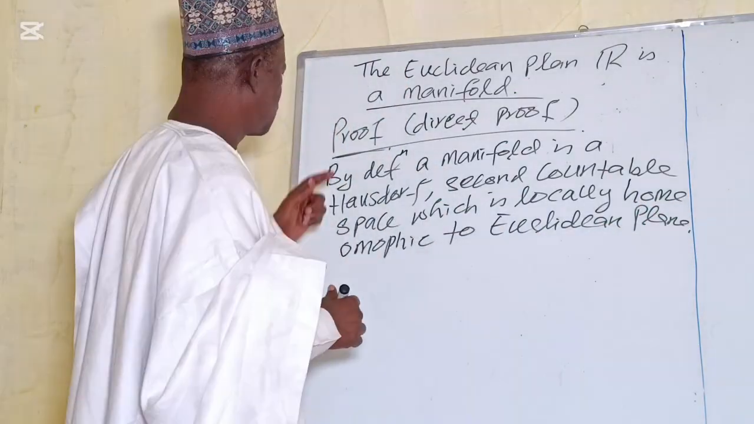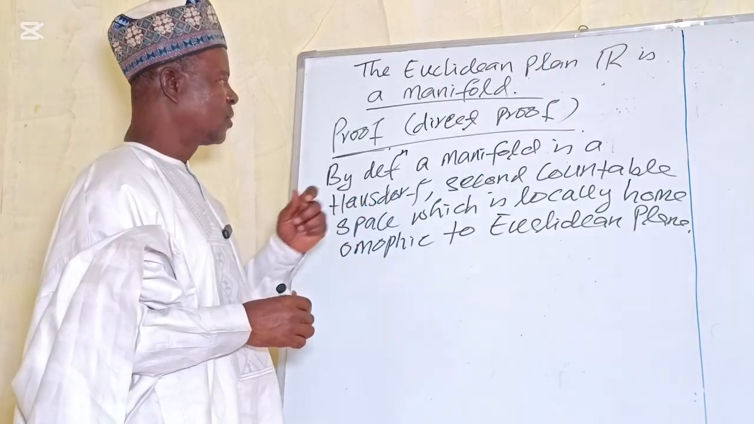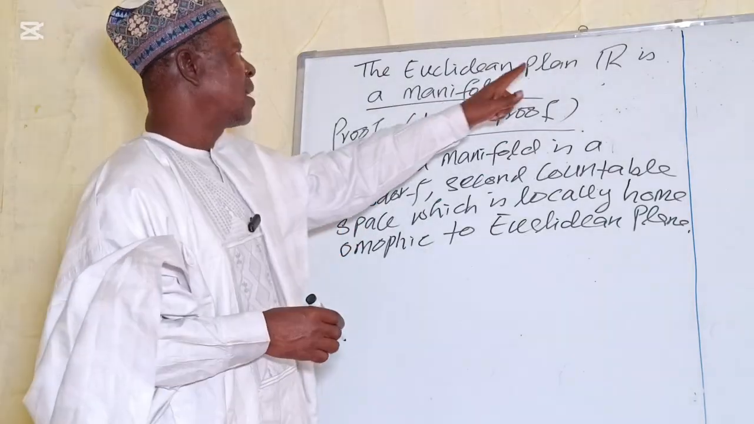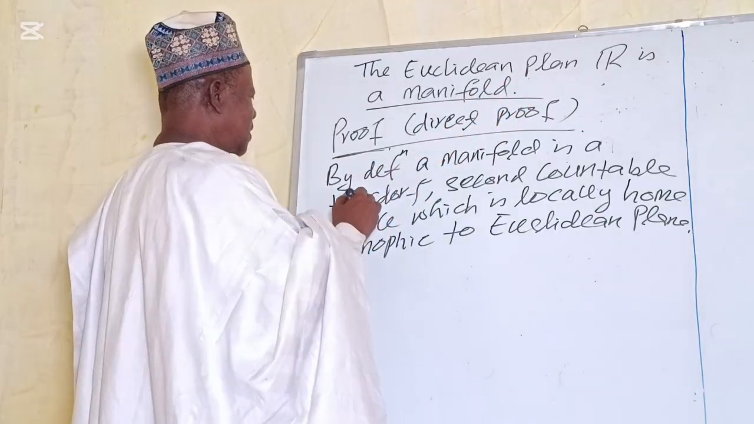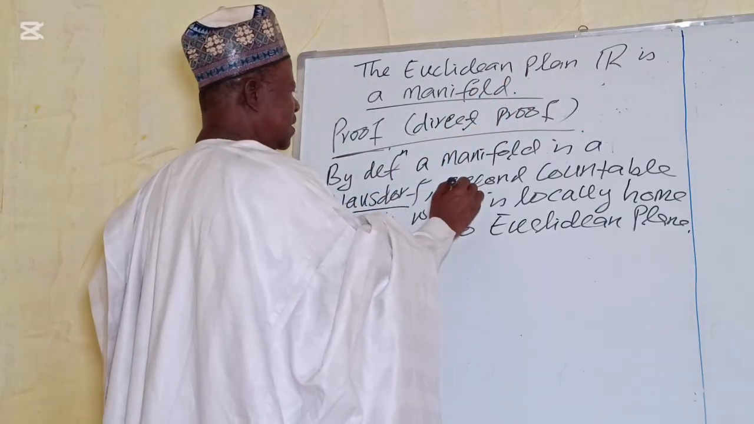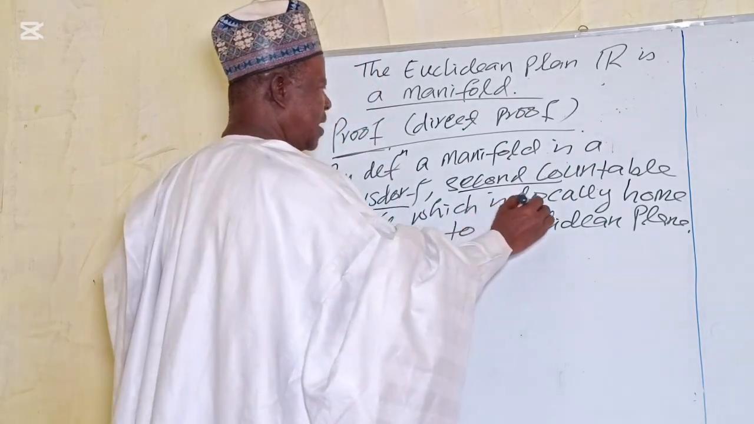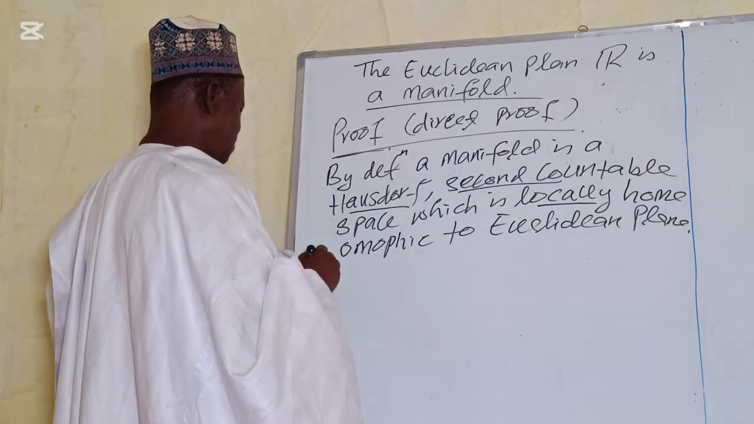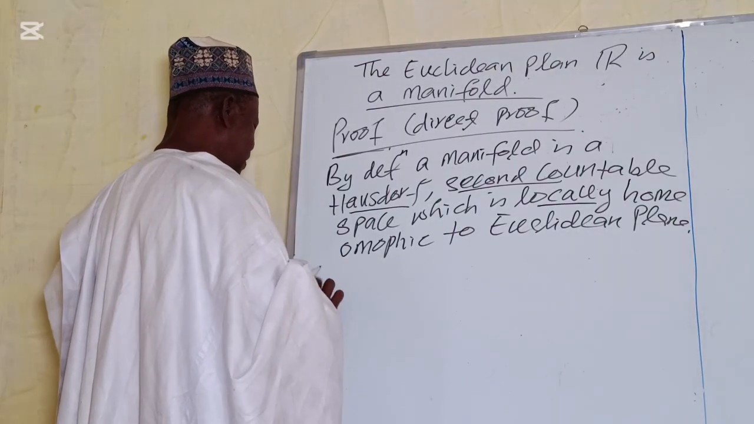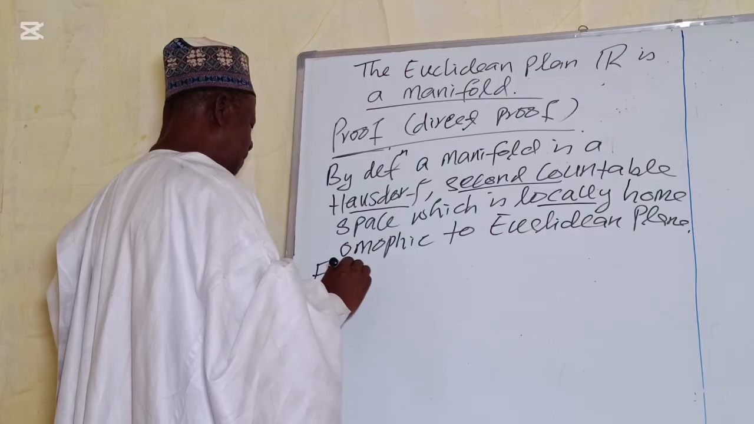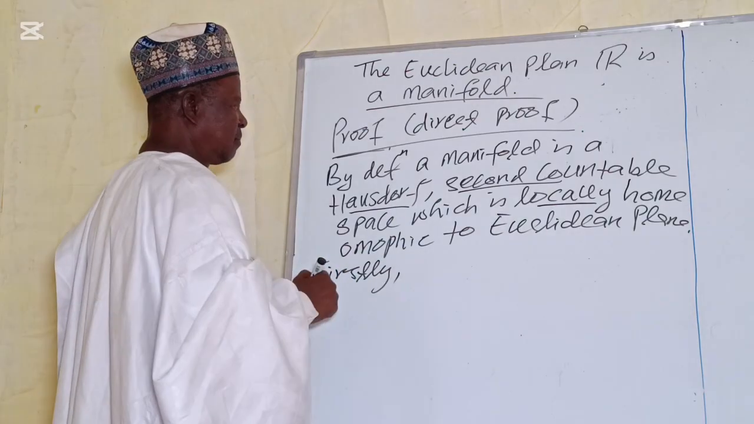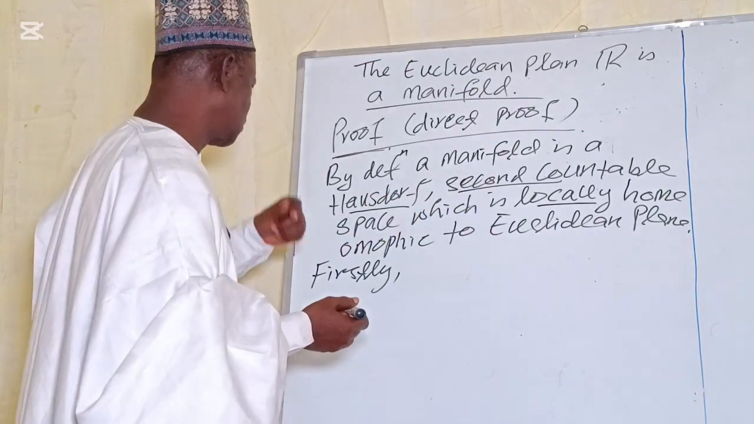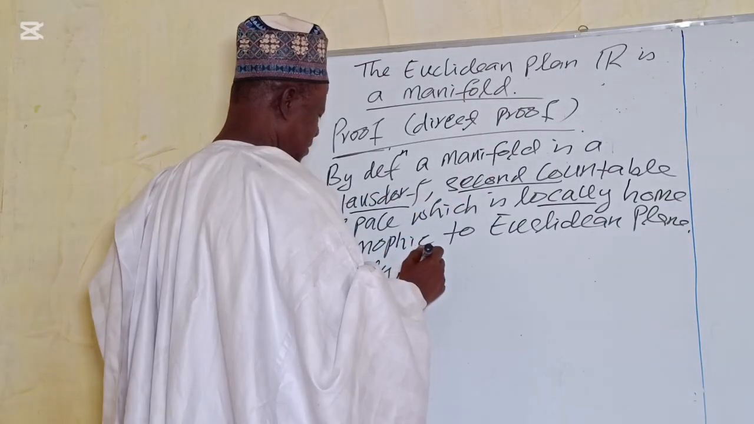Okay, so these are what we call topological properties of a manifold. We want to see whether R satisfies them. For example, is R Hausdorff? Is it second countable? Is it locally homeomorphic to the Euclidean plane? So we'll take them one by one. Firstly, we can start with any. Let us start in the way we write them. Hausdorff. What is a Hausdorff space?